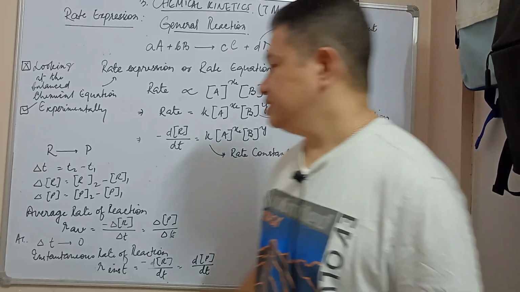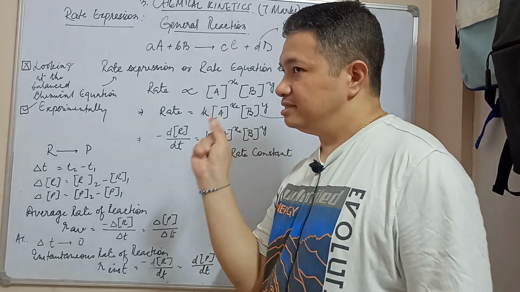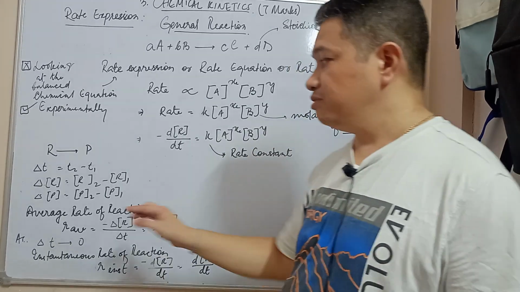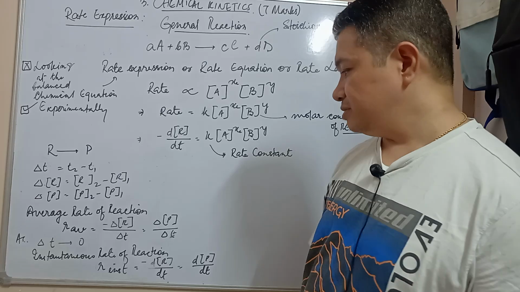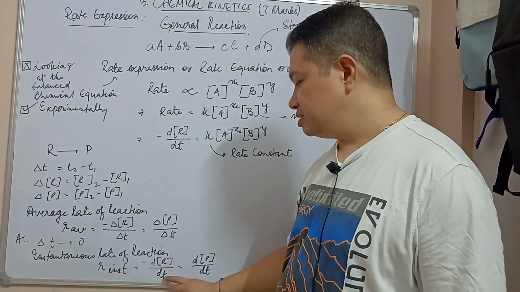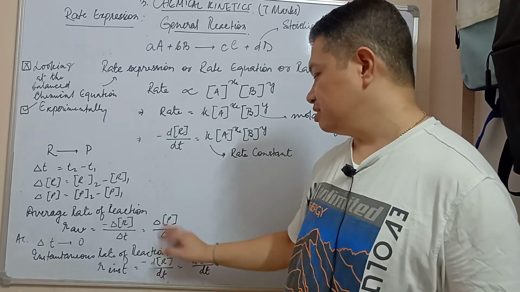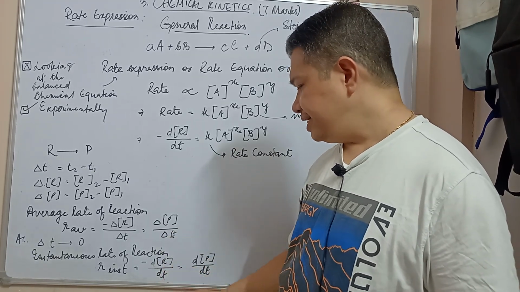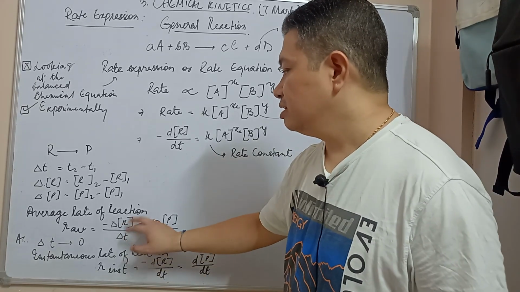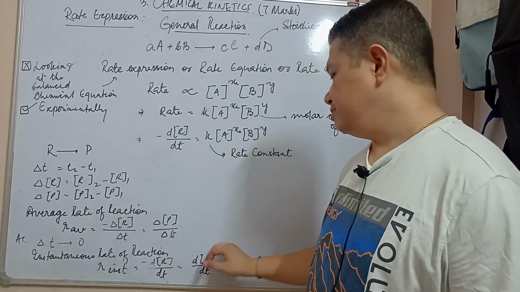When delta t tends to zero, an instant, a second, a microsecond, it is no longer the average but the instantaneous rate of variation. The instantaneous rate is minus dR by dt, or dP by dt, the change in concentration over a very small amount of time. So negative of dR by dt, and dP by dt, in short. In the average rate of variation we use delta, and for the instantaneous rate we use d.